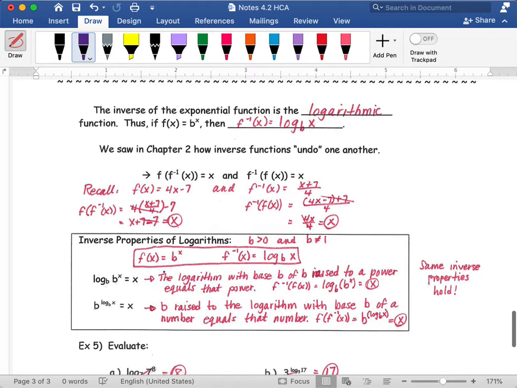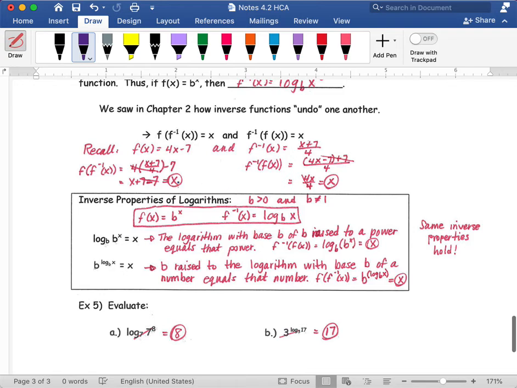All right, this part here is not really difficult, if you will. This is just illustrating that the inverse of the exponential function is the logarithmic function. Thus, if f of x equals b to the x, then f inverse of x equals log base b of x. We saw in chapter 2 how inverse functions undo one another. So if we find f of f inverse of x, that would equal x, and f inverse of f of x also would equal x.